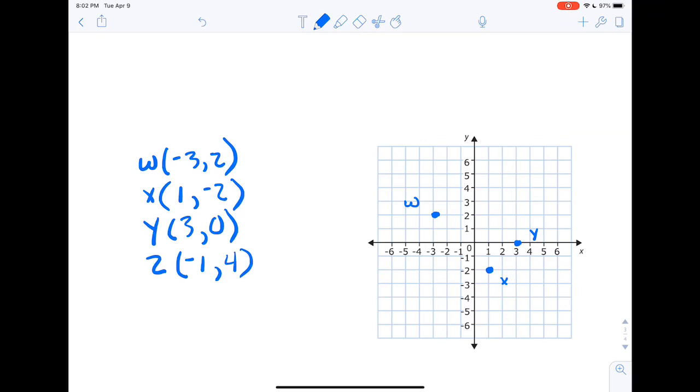And then I have -1, 4. So I go to -1 and I go up 4. 1, 2, 3, 4. And that one is called Z. Okay, now I connect these line segments. I don't go across, I go on the outside and I make an outline of them. So hopefully you are using your ruler for this.